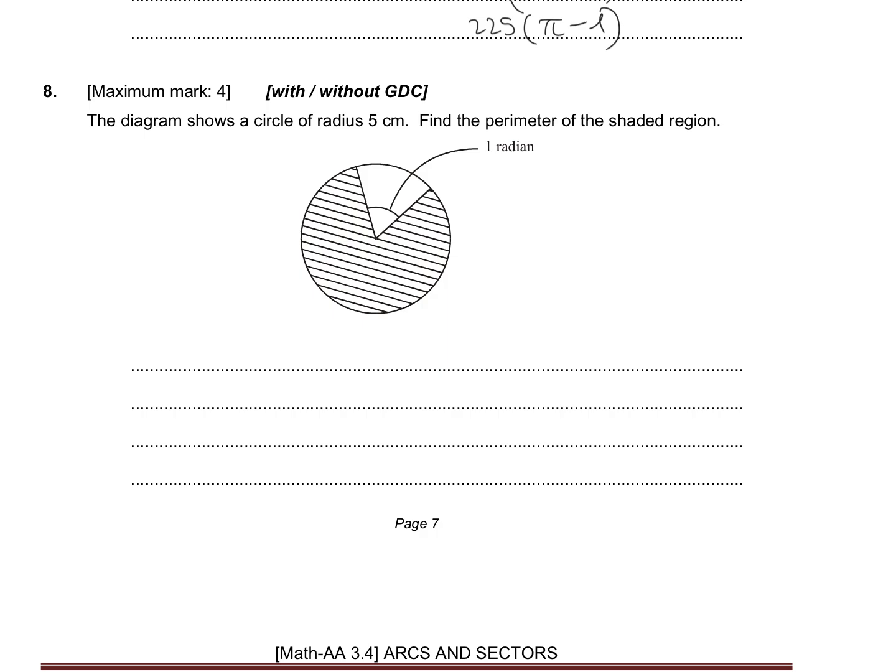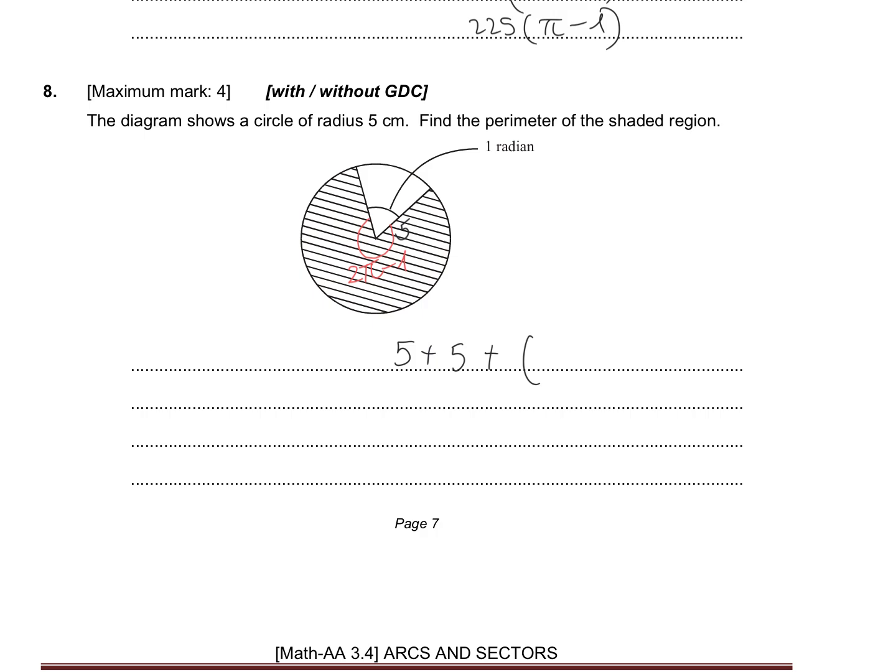All right, for 8, we've got circle radius 5, and find the perimeter of the shaded region. So that's going to be 5 plus 5 plus the length of an arc. And we can do, so this here, if that's 1 radian, we know a whole circle is going to be 2 pi. So we can just subtract: 2 pi minus 1, and that's going to be that red.